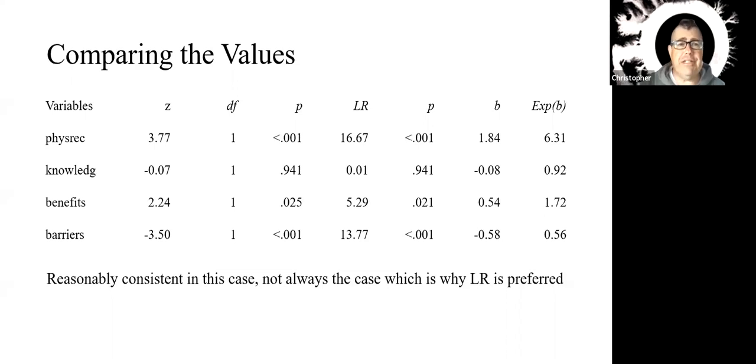If we were to convert the z-value that we got to a chi-square, it would be around 15. So you can see that there is a difference in estimation there. And the way I converted that z-value was just squaring 3.77. So we can see that we are getting a slightly different estimate. It doesn't really make much of a difference here. In fact, for knowledge, we get exactly the same probability. For benefits, a little bit different in terms of the probability values. But again, logistic regression is generally going to be better if we use this likelihood ratio chi-square.